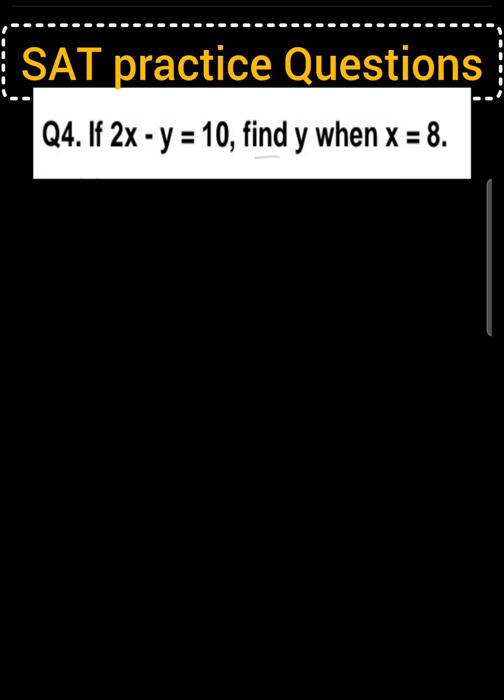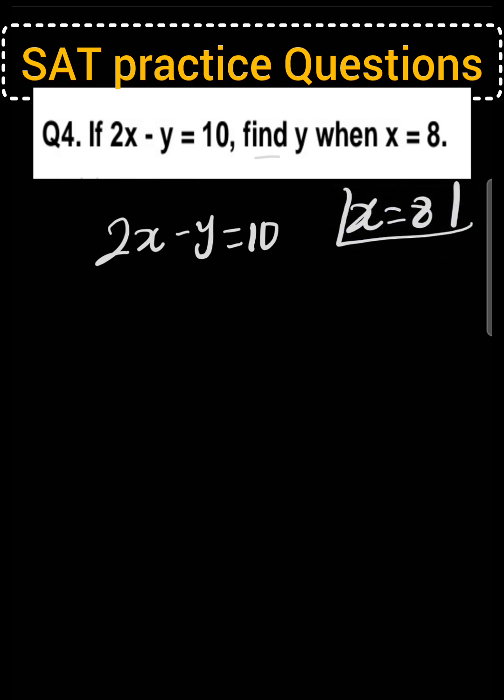Question number 4 reads: if 2x minus y is equal to 10, find y when x is equal to 8. So this is just a direct substitution. We are given 2x minus y equal to 10, then at x is equal to 8, we are asked to find the value of y. So what we're going to do is just direct substitution. Anywhere we see x in the equation, we're going to replace it by 8. So this is going to be 2, in place of x we put 8, minus y equal to 10. Now we're going to find the value of y.